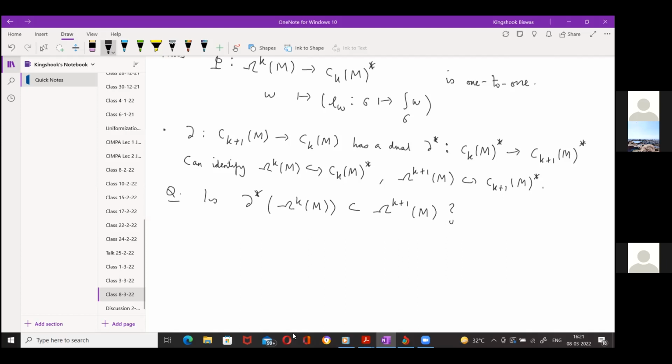Okay, this is a natural question. Does the dual of the boundary map send k-forms to (k+1)-forms? We know it sends k-cochains to (k+1)-cochains. Sitting inside the k-cochains are the k-forms. Sitting inside the (k+1)-cochains are the (k+1)-forms. So does it send this subspace to this subspace? Is the question clear? Yes. All right. And the answer is yes.